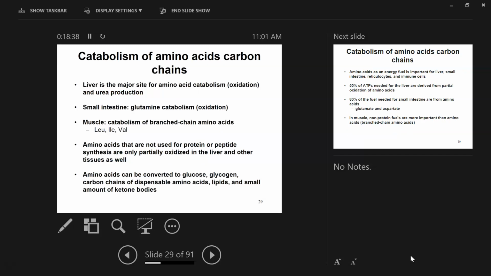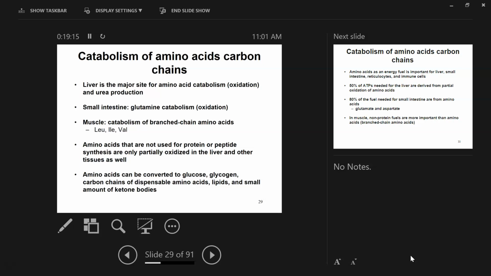Okay, so more information about the catabolism of amino acids. The liver is the major site for amino acid catabolism or oxidation and urea production, right? So the liver can do a lot of things. And in the small intestine, glutamine catabolic oxidation. The small intestine is the major site for glutamine metabolism, right?